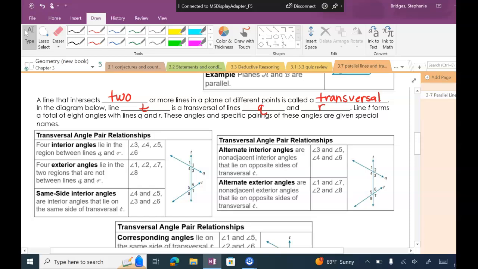And then it goes on to say that line T forms a total of 8 angles with lines Q and R, and all of these angles have specific names. They're angle pairs that we are going to learn about.